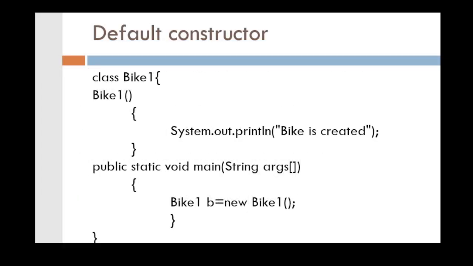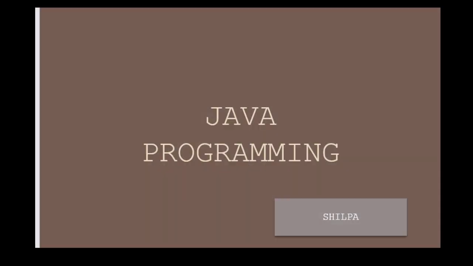How do you declare the default constructor? Like here you have a class Bike1. So you will declare the constructor. The name of the constructor is always the same as your class name. So you will write Bike1. Then in the braces you will write what you want to print. Then your main function. Then you will make an object in the main function, like Bike1 is your class name, b is your object, new is the keyword. Then Bike1. Right. Next we will do in the next lecture.